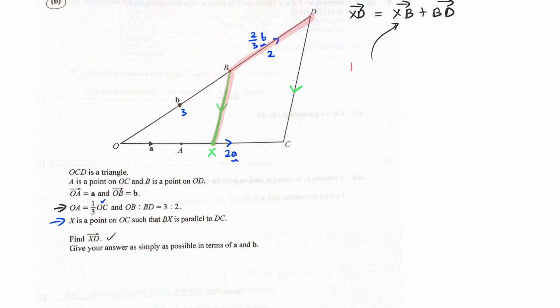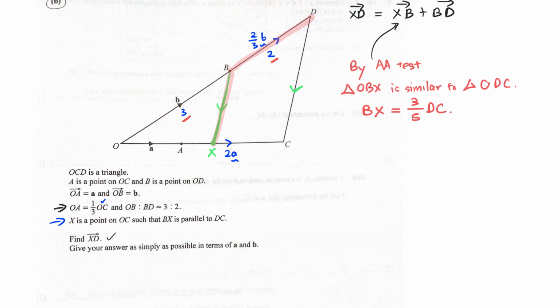So by the parallel lines, by the AA test, triangle OBX is similar to triangle OCD. Sorry, not OCD, wrong ordering. OBX, so ODC. And with that, if this is 3 is to 2, it means that similarly BX is actually 3/5 of DC.